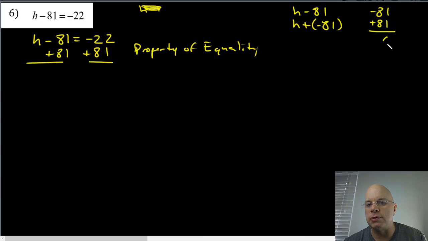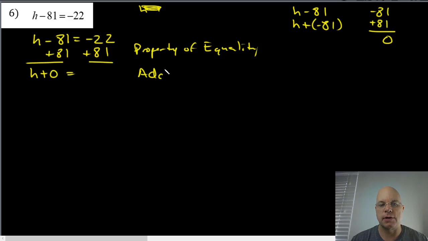When you add opposites, you get a sum of 0. So h minus 81 plus 81 is h plus 0. Adding opposites gives you a sum of 0. That's the additive inverse. Anytime you add to get rid of a negative, or you subtract to get rid of a positive, to make that sum 0, you're using the additive inverse. When you add to undo subtraction or subtract to undo addition, you're using the additive inverse.